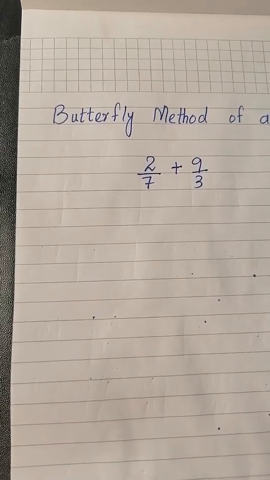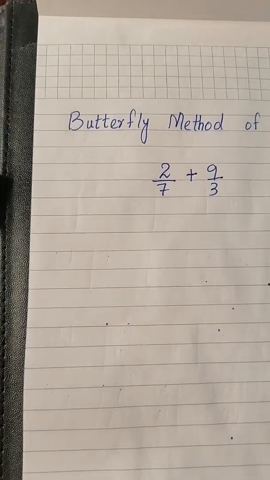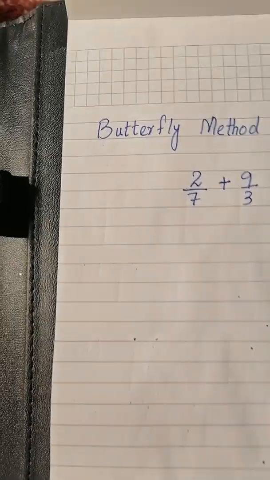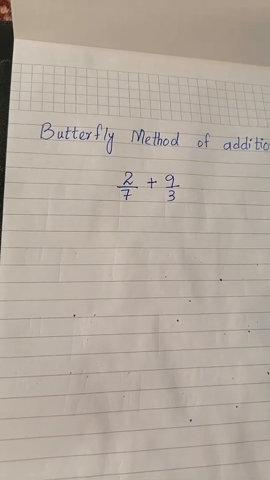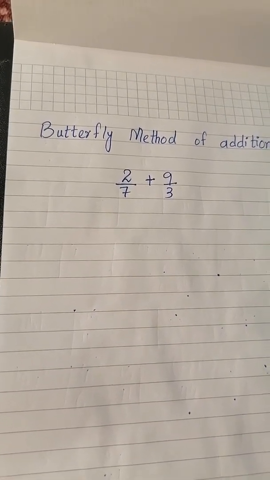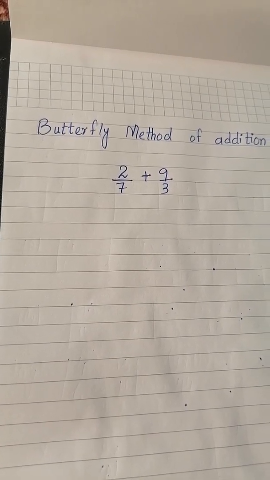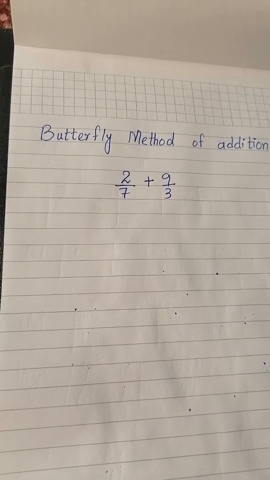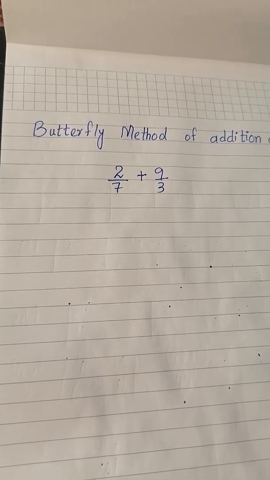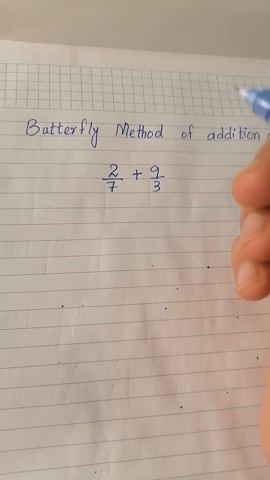There is a fraction 2 divided by 7 plus 9 divided by 3. We have these two fractions, and we cannot make equivalent fractions for them with the same denominator, like 3 and 7, they are not in the same table. So we use a method for this addition and we call it the butterfly method. So how do we do that?